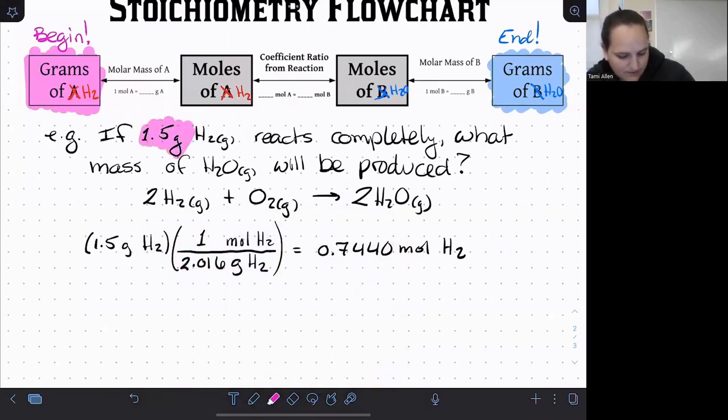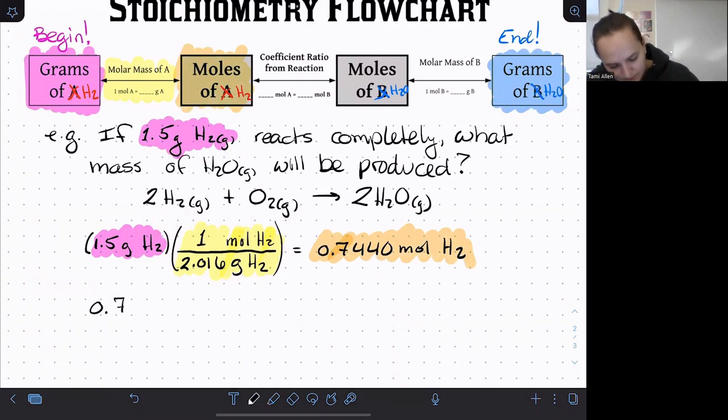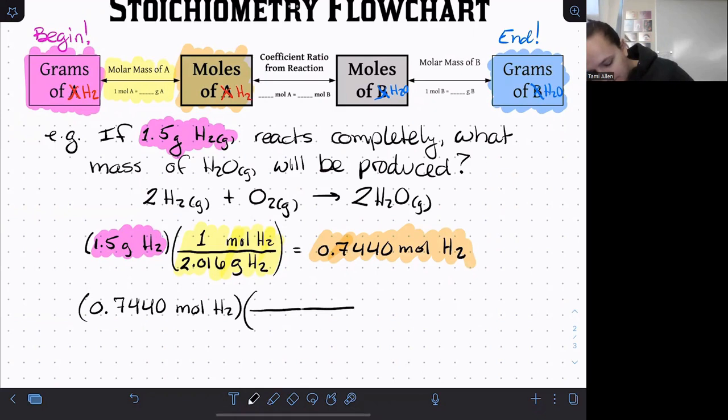So we started out with a mass of H2. We used our molar mass of H2 to convert that into moles of H2. Now we can take moles of H2, and the next thing we want to do is convert it into moles of the other substance we're interested in, which is water. So again, original unit needs to go on the bottom so that that cancels out. New unit goes on the top.